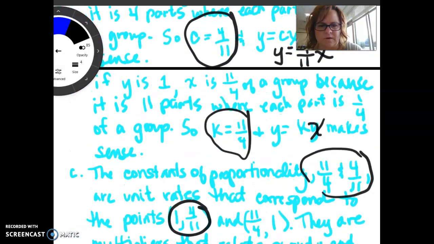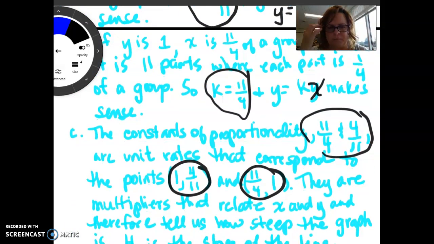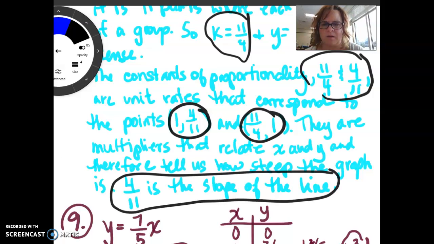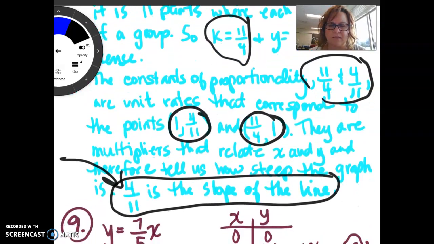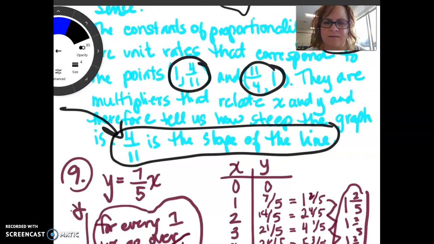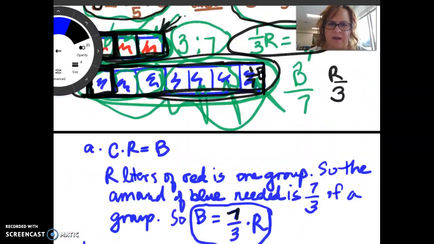And so think of them as multipliers that relate the x and the y, and they tell us how steep the graph is going to be. So if we were to just look at what is the slope of the line, given that we know that the ratio is 11 to 4, we know that the slope of the line then is 4/11. All right, and number 9.